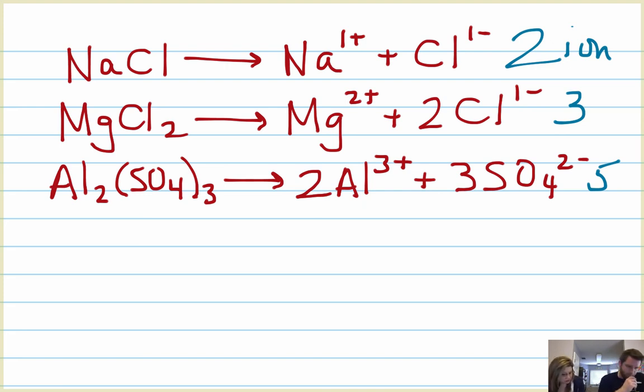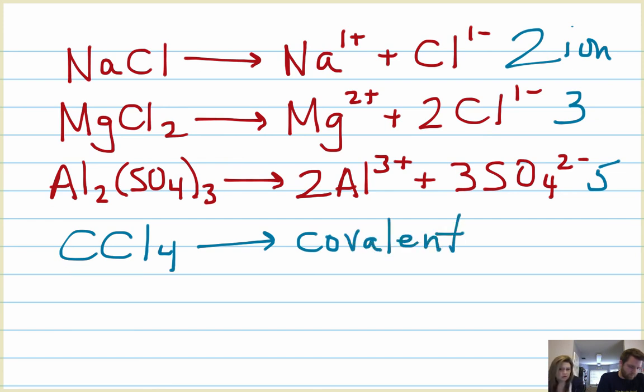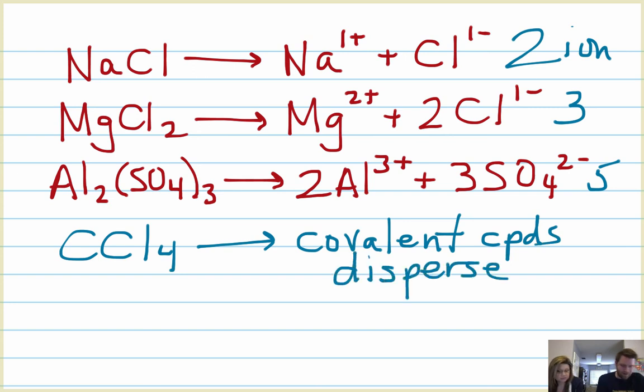Okay, so let's look at something that's covalent: carbon tetrachloride. This is not going to break up into any ions because it's not an ionic compound. It can disperse, which means it stays together and just gets dispersed throughout the solution. But it's covalent, doesn't make ions, so do we think this is going to be an electrolyte? I don't think so, because it's not going to make ions. So it's covalent, non-electrolytic. They disperse, they don't dissociate.